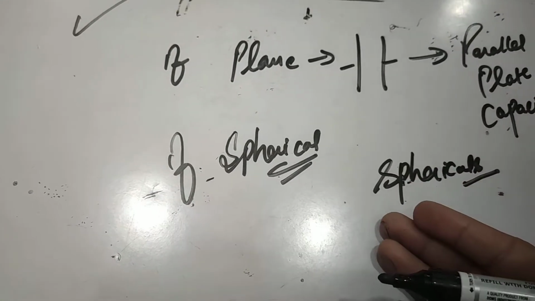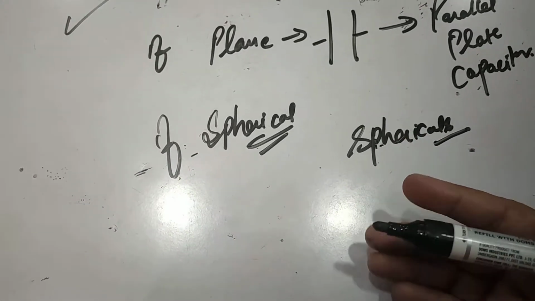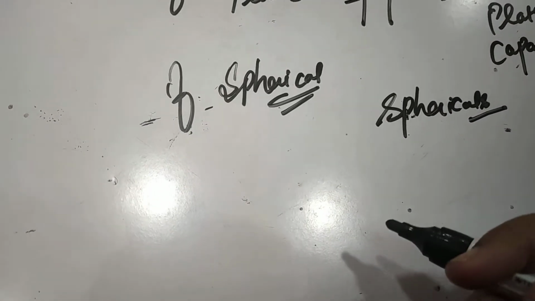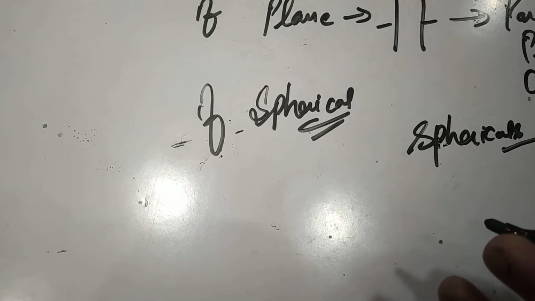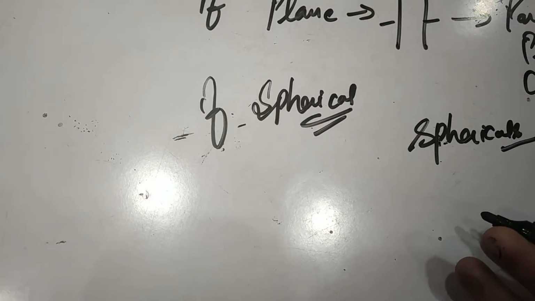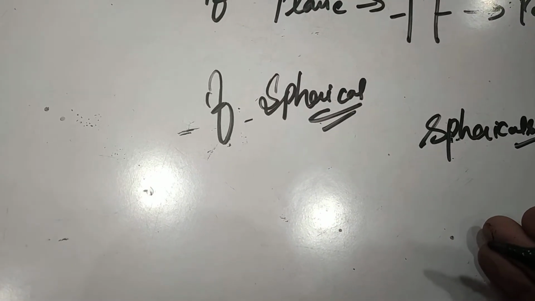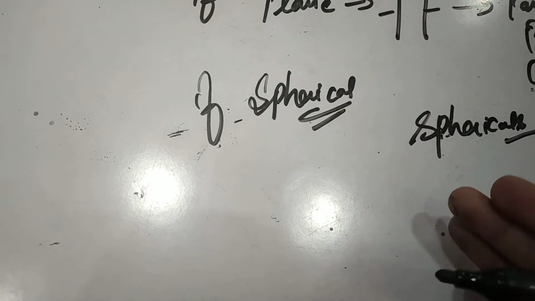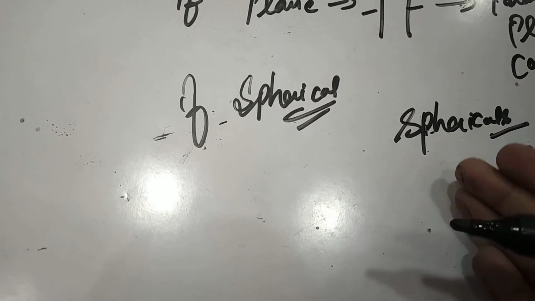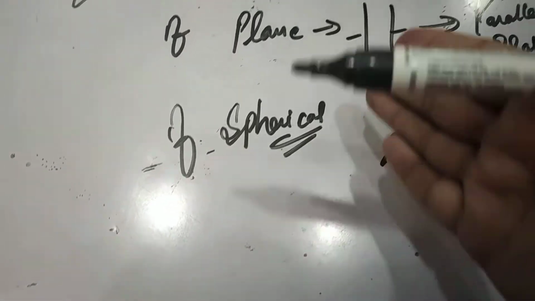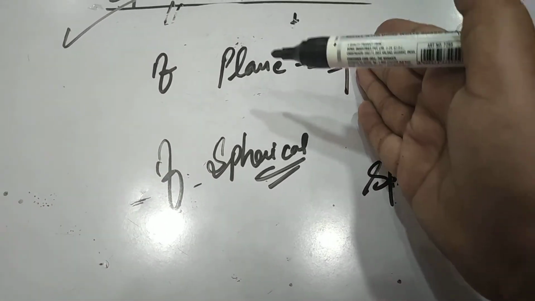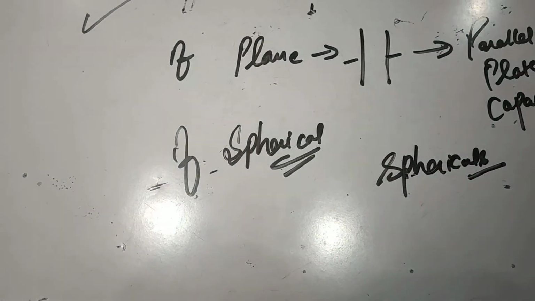And sometimes capacitors are also named on the basis of the medium which separates the two conducting plates. For example, electrolytic capacitor, paper condenser, mica capacitor, ceramic capacitor. So if these materials are filled between the plates of the capacitor, then the name will change accordingly.